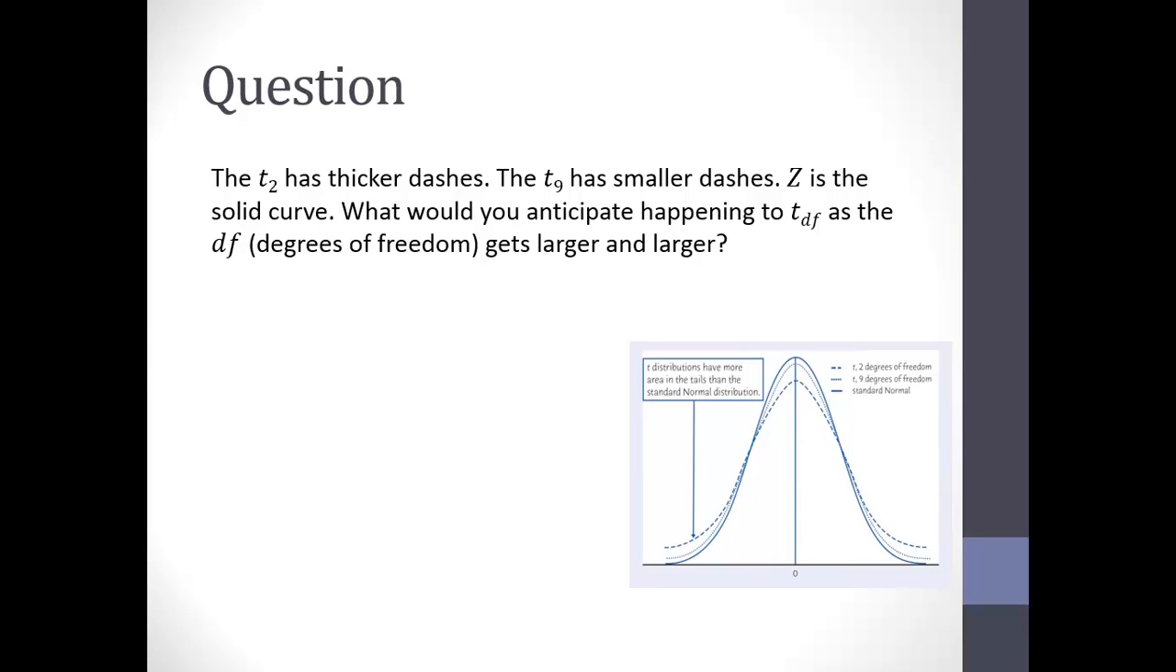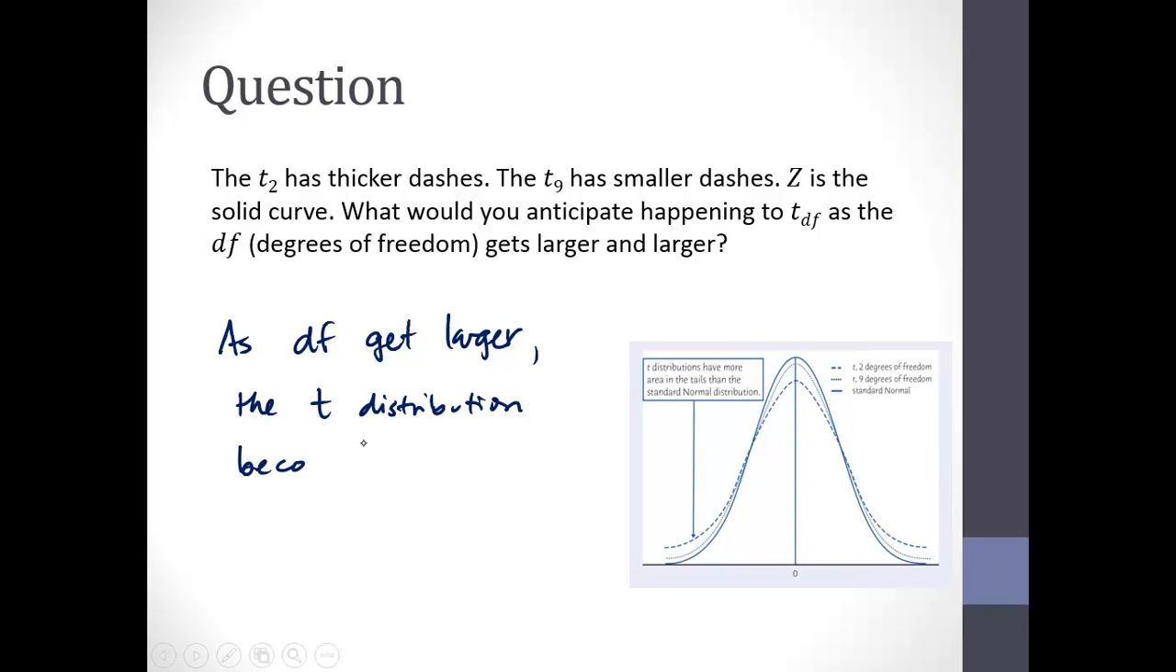Yeah, it's closer to the normal. Yeah, exactly right. So the response was that it gets closer to the normal curve, which again you can see happening in the picture. So as the degrees of freedom get larger, the t distribution gets closer to the normal distribution. Very good.